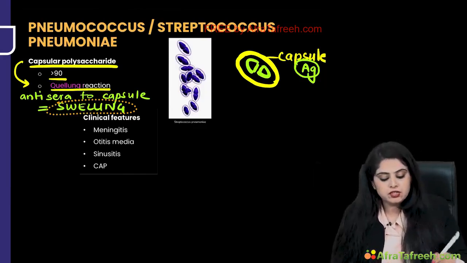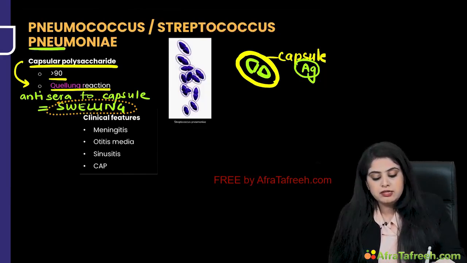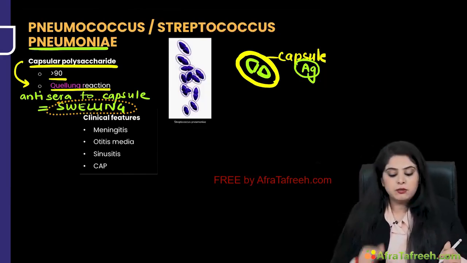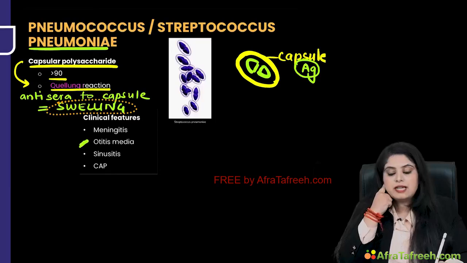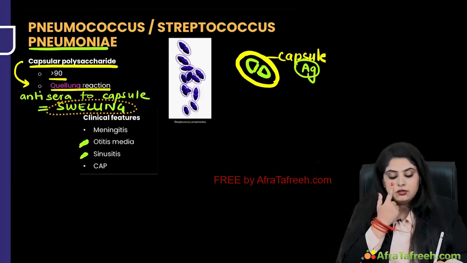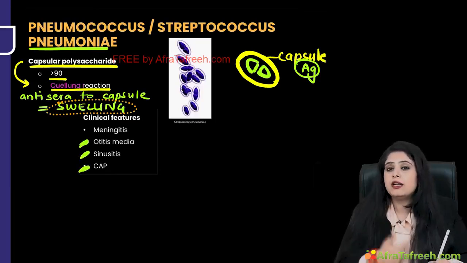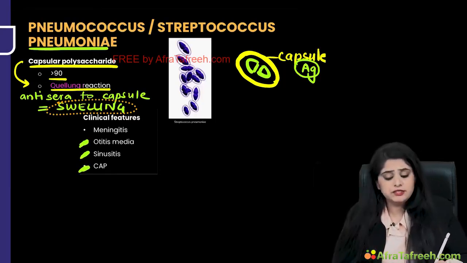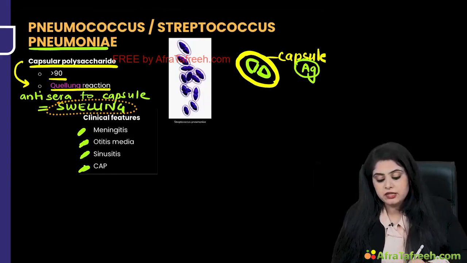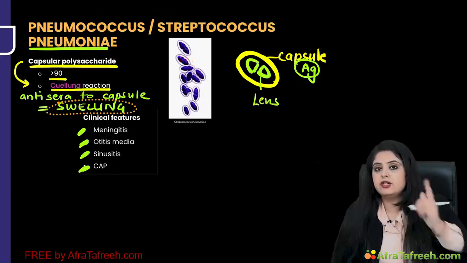What are the clinical features? You know Streptococcus pneumoniae, so to think of something from ENT point of view, it is going to cause otitis media, it is going to cause sinusitis, it is going to cause community acquired pneumonia. Other than that, it can also cause meningitis. So it had got a lens, or a license, and the HOD was protecting it.